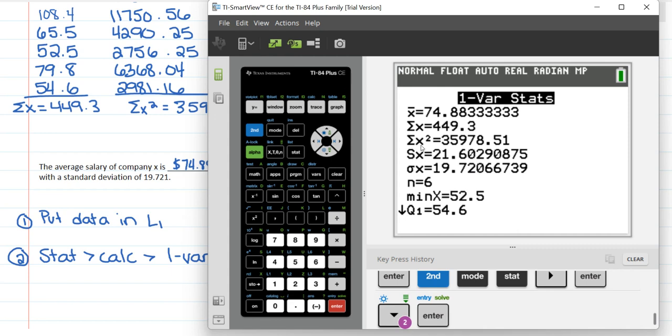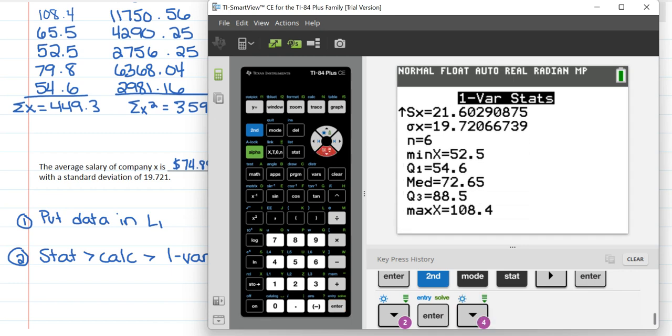What's this one here, this SX? If it were a sample, 20.602, because the calculator doesn't know if it's population or sample, so it gives you both. So on a multiple choice test, both of those are going to be on there. You're going to have to tell me which one it is. Okay? And then remember, scrolling down, that gives you the 5-number summary.